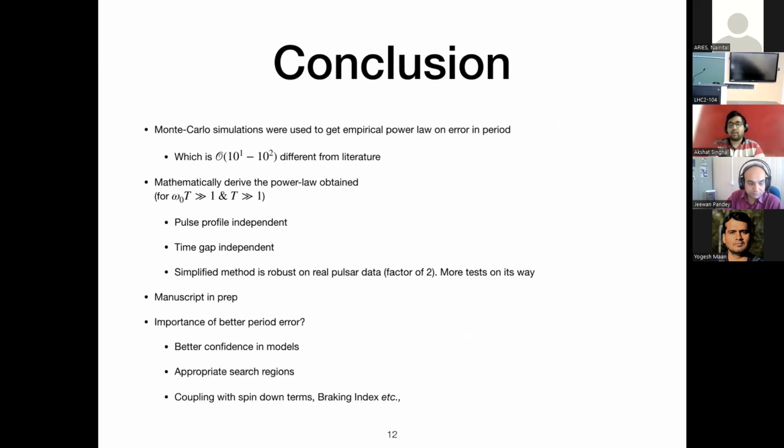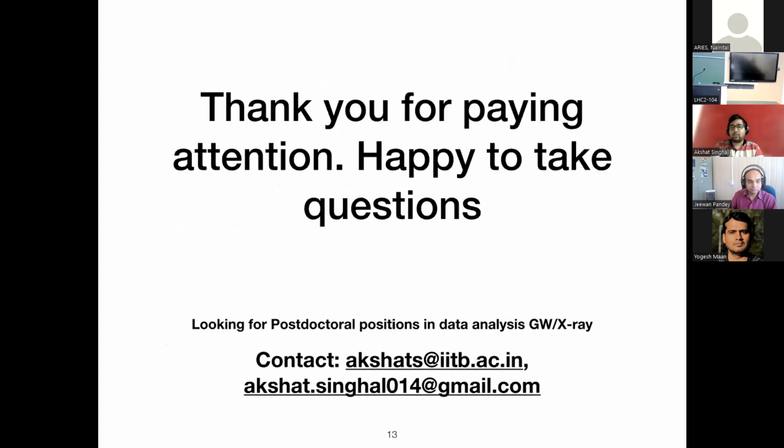Lastly, I will end with the importance of getting better data in itself. If you have better confidence, then you have better models. With better confidence, you have appropriate search regions. In a GW search, if you underestimate, you will not search in the appropriate region. If you overestimate, you will overuse your resources. And period has coupling with spin-downs and the remnants.